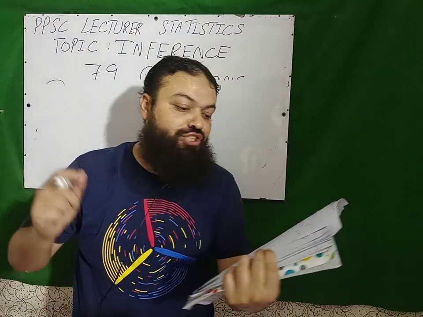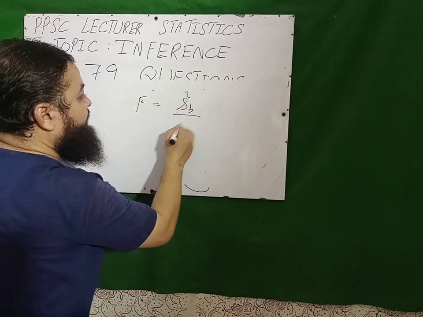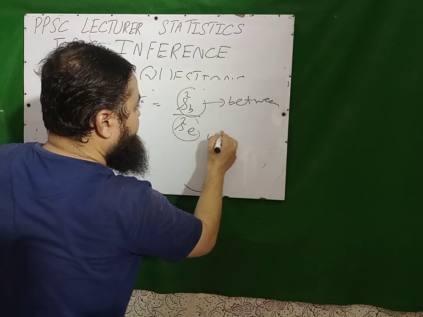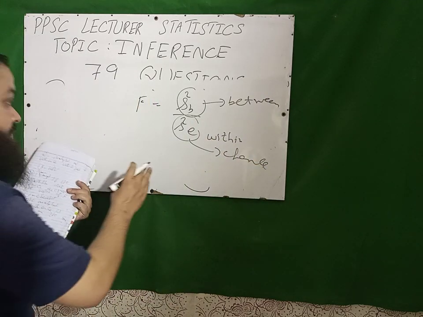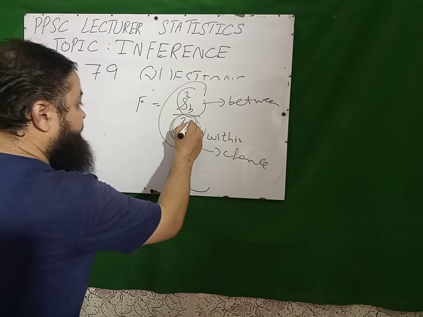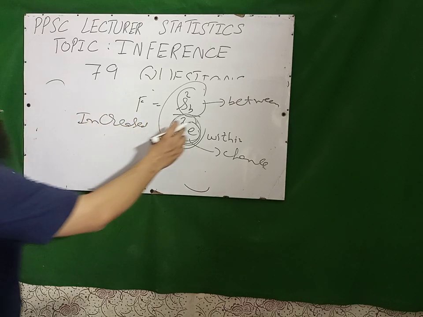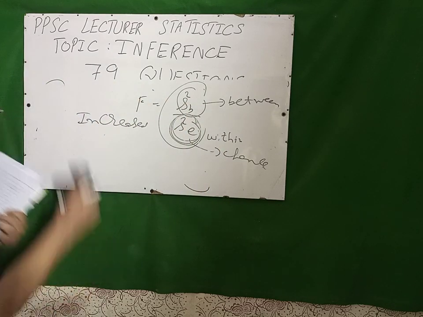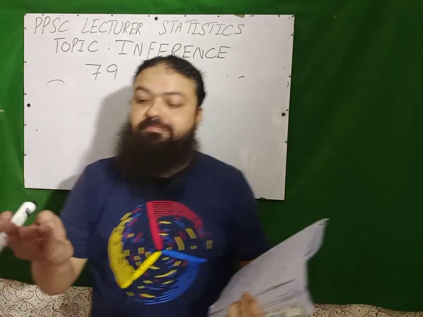If the variability due to chance decreases the value of F, what is F? It is S square B over S square E. It is between, it is within. Actually, this is chance. What is the question? I will read again: if the variability due to chance decreases, that is, the denominator decreases, then the whole value will be increased. A very important concept: if in the question they ask the chance value increases, then F will be decreased.